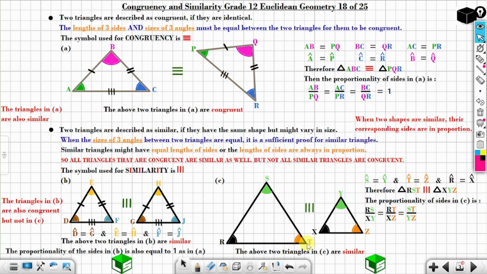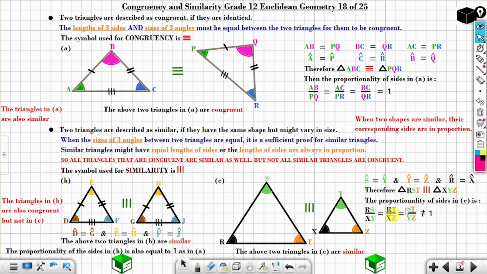Okay, first and second over first and second, first and third over first and third, second and third over second and third. So you understand, in this situation, the proportionality equation is not equal to 1 because you have RS is not equal to XY and ST is not equal to YZ. RT is not equal to XZ. The lengths of sides are always in proportion when you have this condition. For this situation, the proportionality equation is not equal to 1.